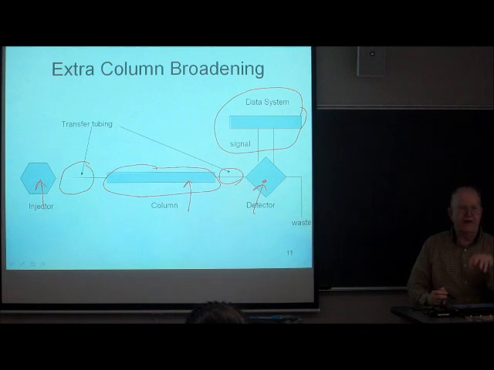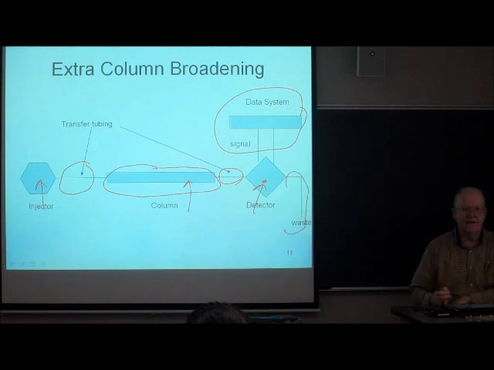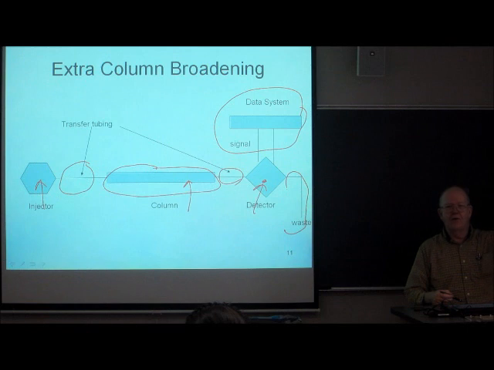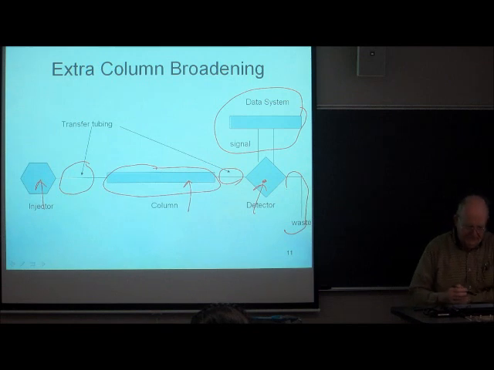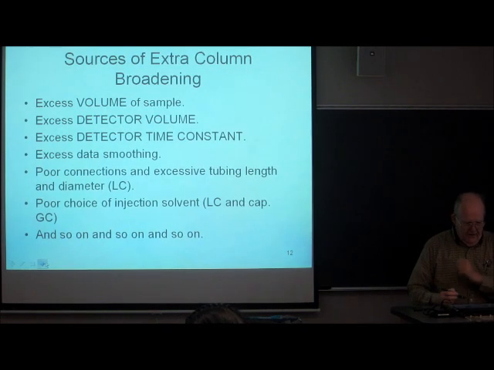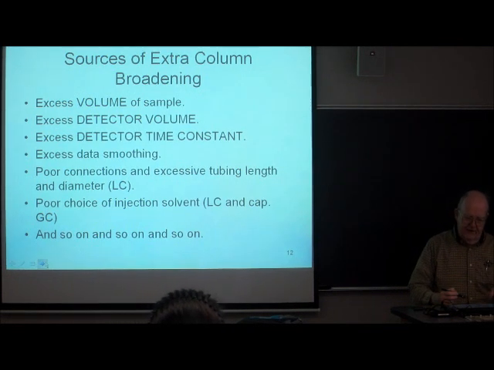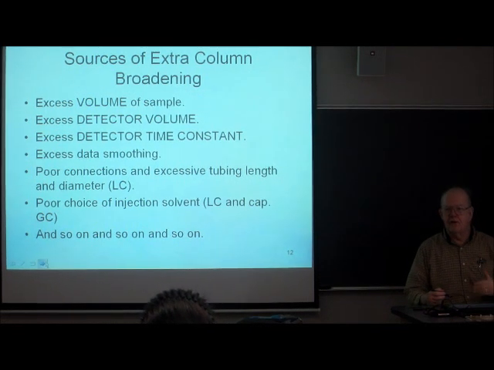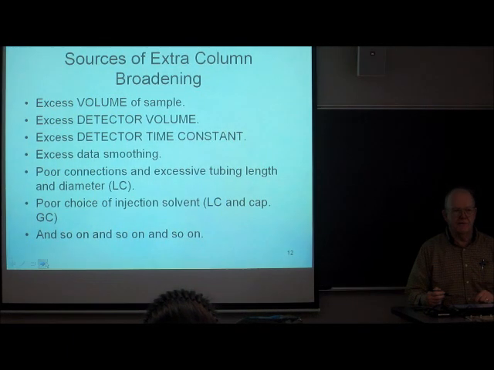The only place in this diagram where you can't go wrong is the line connecting the detector to waste. You've already acquired the signal. You can do anything you want there. Don't worry about it too much. Just don't get a leak. Okay, so this says again what I just said. Every single part of the system can, in principle, cause band broadening.